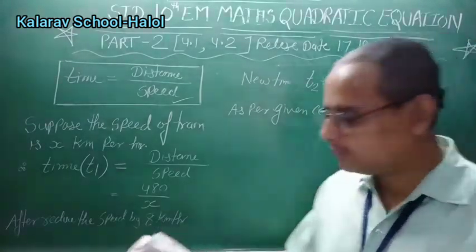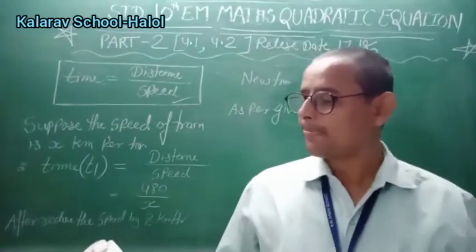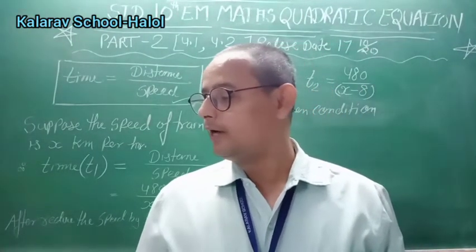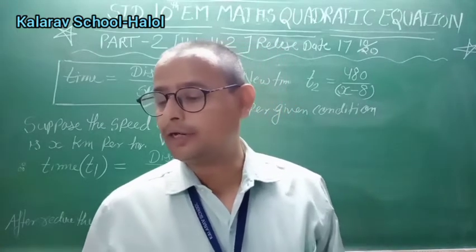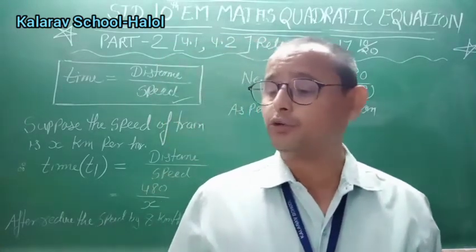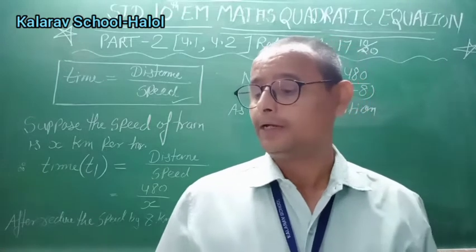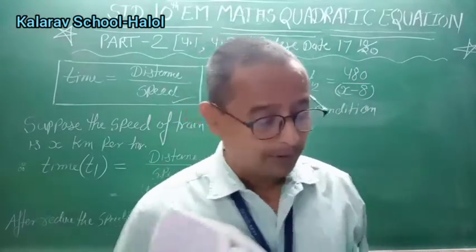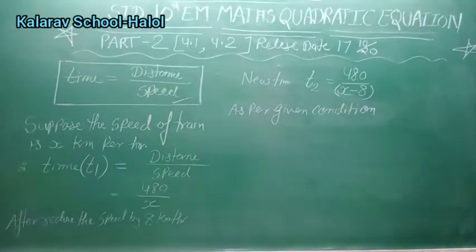अब क्या कंडीशन बोली है उसने? If the speed had been reduced by 8 kilometer per hour, then it would have taken 3 hours more, 3 घंटे और ज़्यादा लगते हैं। इज इट क्लियर?